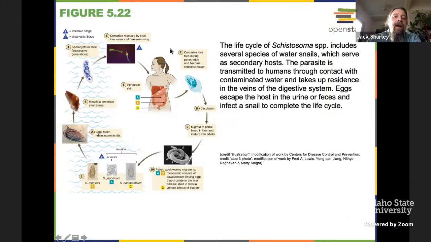These guys, the cercaria, these are the little juveniles. They want to get in and penetrate into the skin. That's what this little eye is right here saying. That's what's infective. All right.